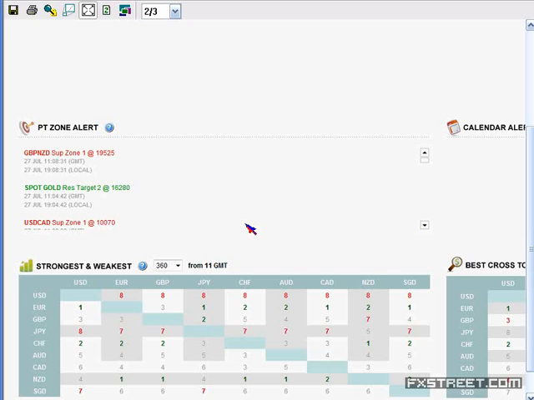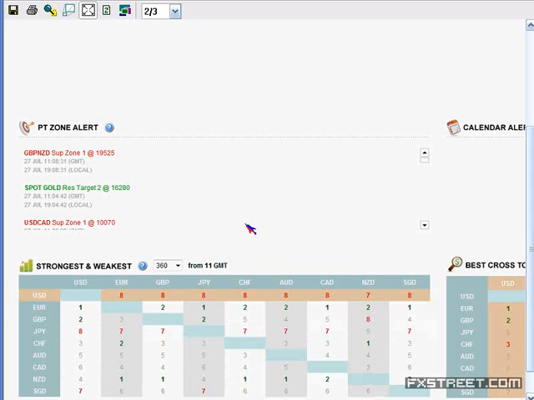So what we'll be doing is showing you what kind of strategy to use, so that you can take the trade with ease, right? But let me show you this example.